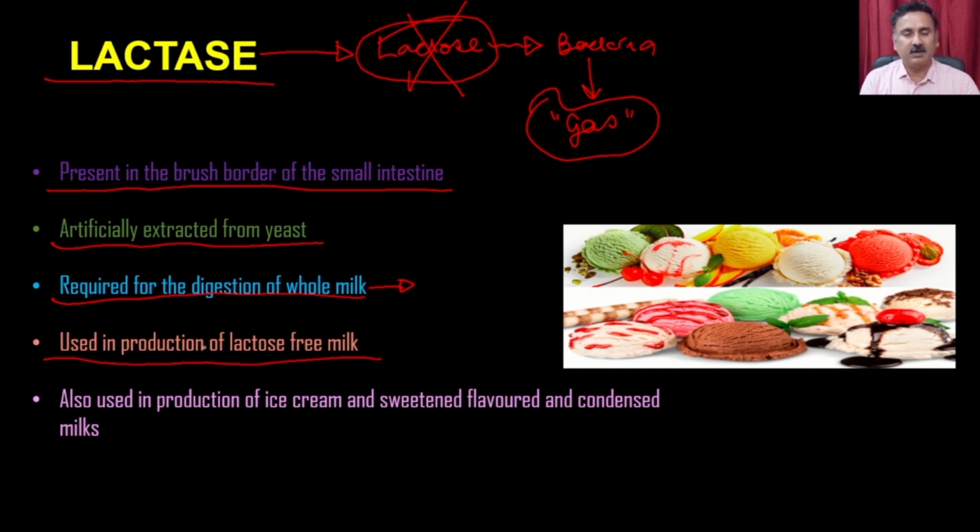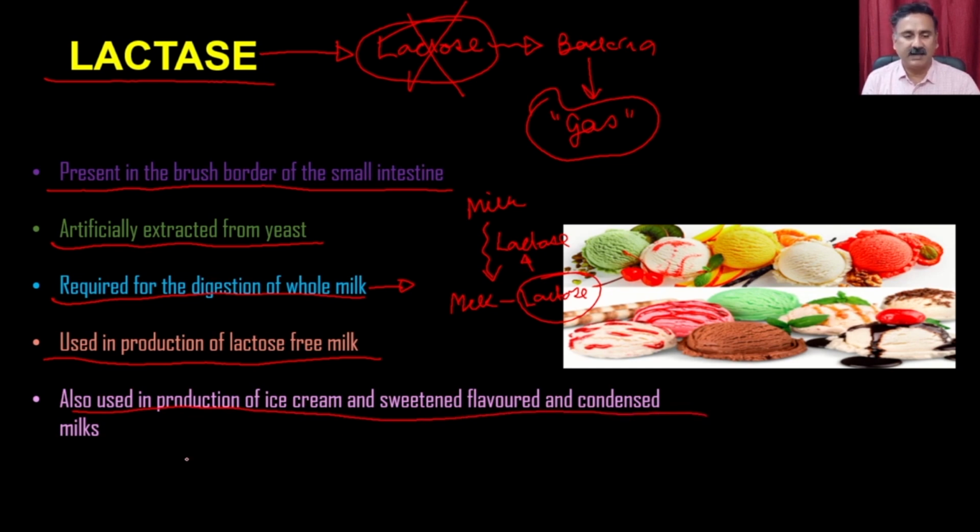what the companies are doing is treating the milk, right? Milk contains lactose, and when it is treated with the enzyme called lactase, the milk gets converted into milk without lactose, because the lactose is consumed by the lactase. It is also used in the production of ice cream, sweetened flavored milk, and condensed milk, right?